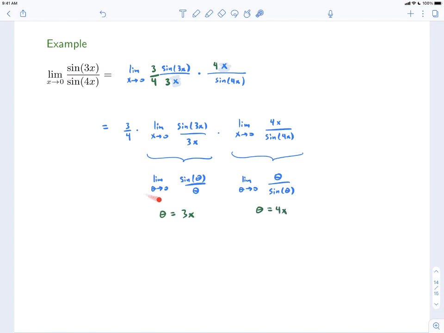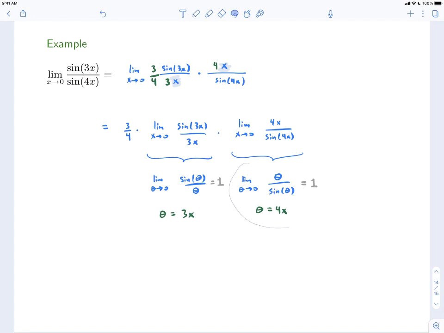Well, we know that this first limit here, the limit as theta goes to 0 of sine of theta over theta, we know that that's equal to 1. So we know that this one is equal to 1. But what about this limit? Well, this is not sine of theta over theta, but it's the reciprocal. This is just 1 over. Well, if sine of theta over theta goes to 1, then its reciprocal goes to 1 over 1, but that's also 1.